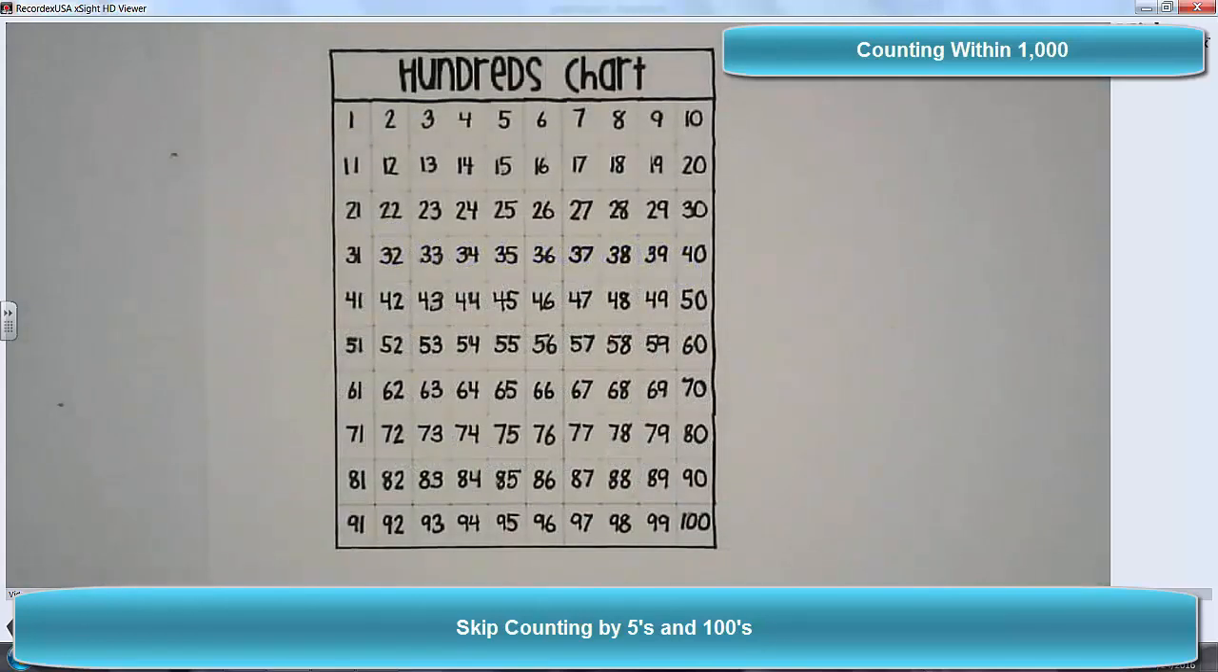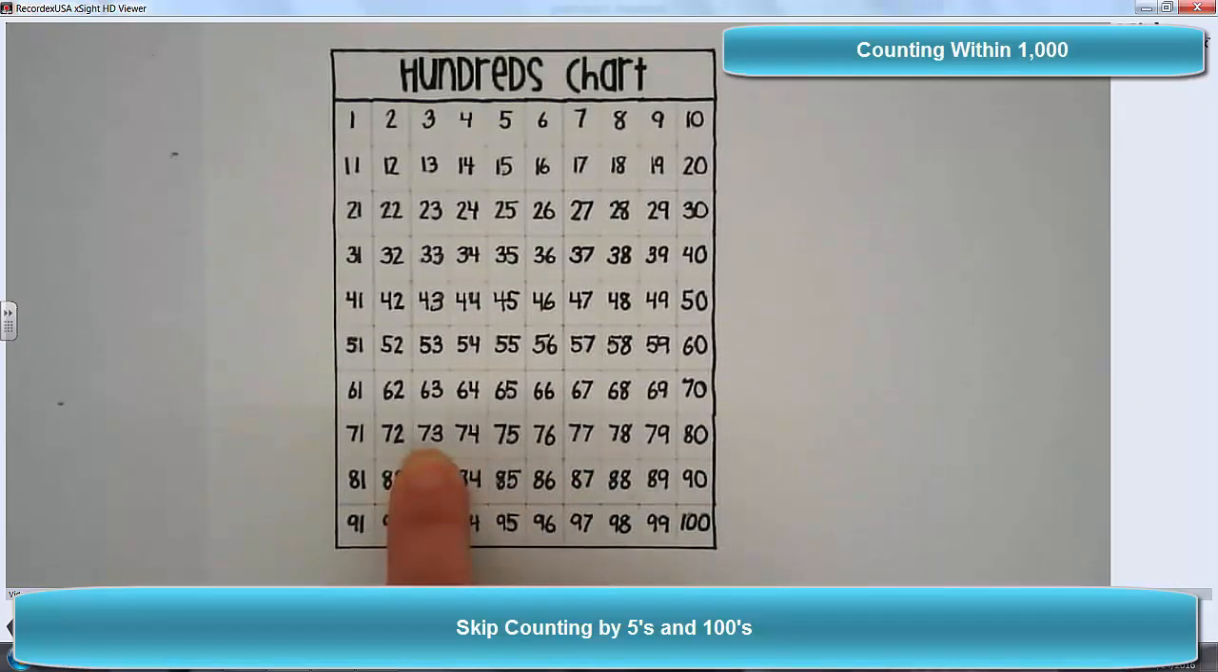One tool that your child may use in the classroom is a hundreds chart. So if they were asked to start at the number 73, they would find 73 on the hundreds chart, and they would continue to count by fives. 1, 2, 3, 4, 5, 78. 1, 2, 3, 4, 5, 83. 1, 2, 3, 4, 5, 88, and so on.